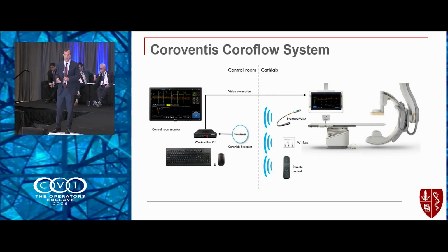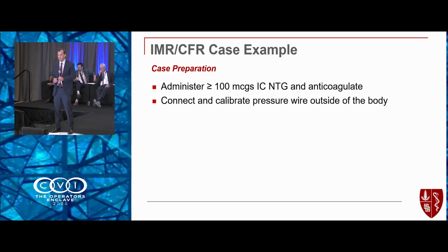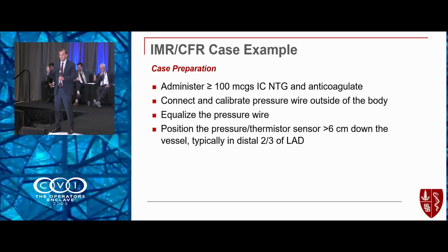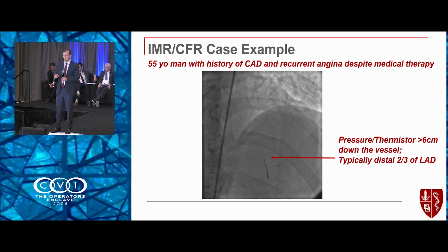Well, the Coroventis CoreFlow system has made it very streamlined and easy to do. You use a wireless Abbott pressure wire, and it connects to this system. Your case preparation is very similar to doing any coronary physiology. You give some nitroglycerin, you anticoagulate, you connect and calibrate your pressure wire outside of the body, and you equalize it to the guide catheter. You position it, like I said, at least 6 centimeters, and typically we'll do it in the distal 2/3 of the LAD. You ensure your guide catheter is adequately engaged, and you flush it with saline and allow any effects of contrast to wear off.